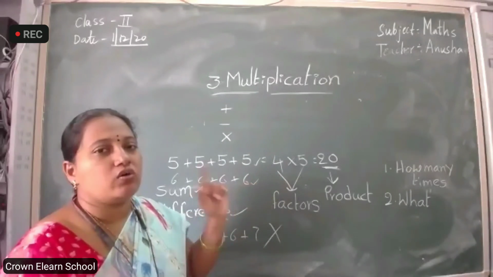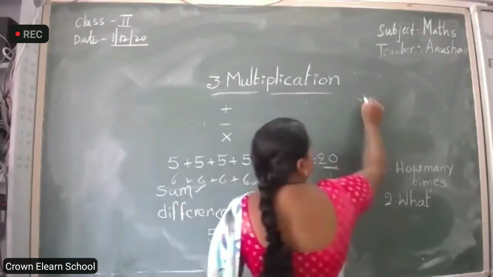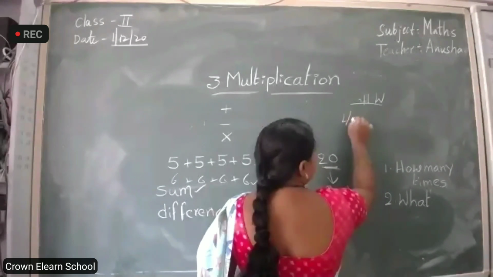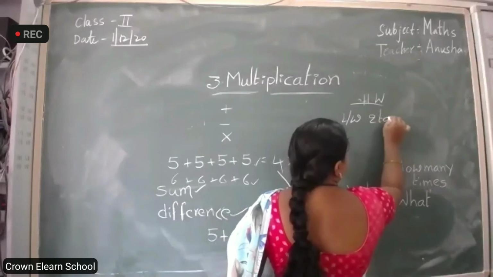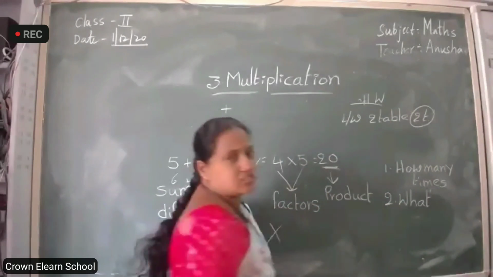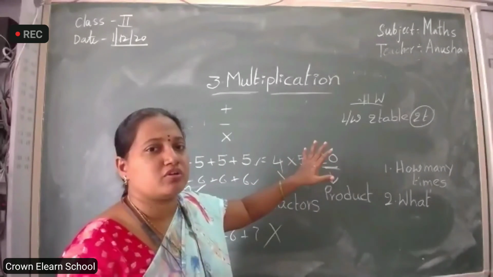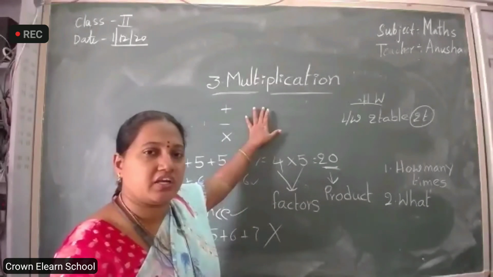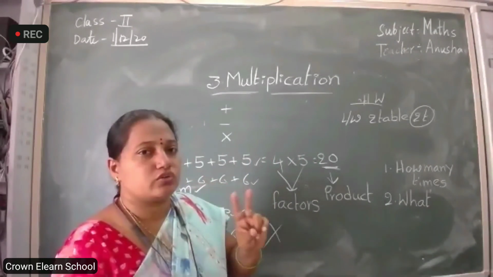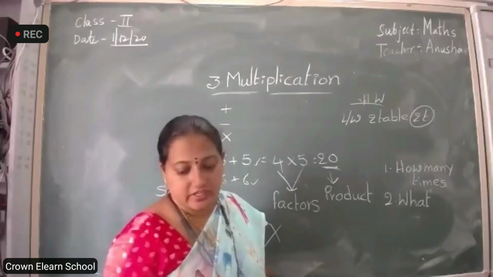Okay, Nana? Now, today's homework: write 2 tables 2 times. Tables are very important, Nana. Learn and write 2 tables 2 times. This is your homework. Without knowing the tables, you can't do multiplication. Read 2 tables and write 2 times. You should get 2 tables. So this is today's homework.